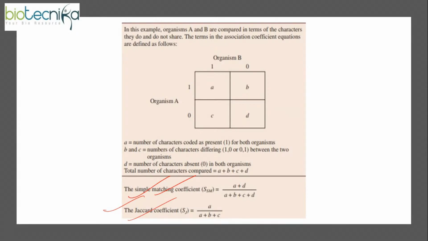So we have to understand CSIR. How do they give you questions? You have to understand the way questions come. It is not necessary to do the entire unit, but you have to do it selectively. Correct? Now, what is this simple matching coefficient and what is this Jaccard coefficient?